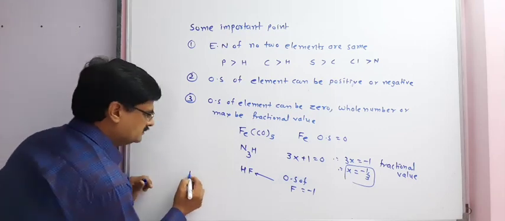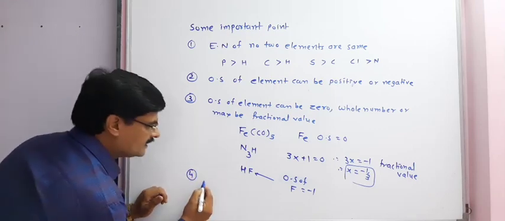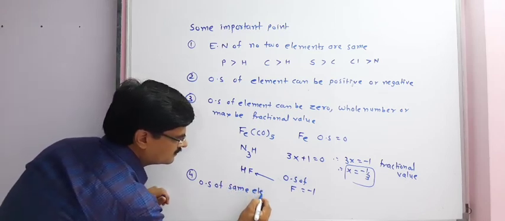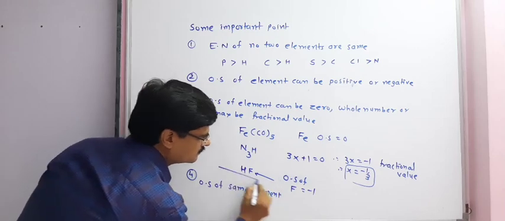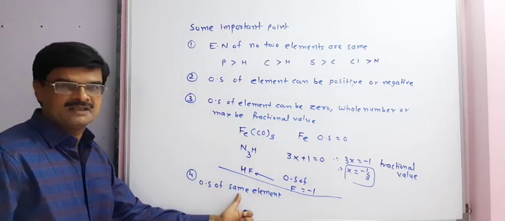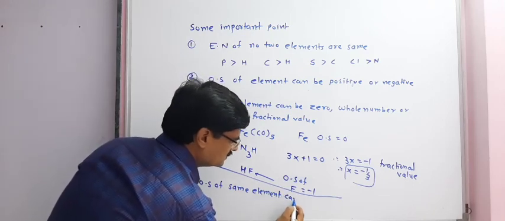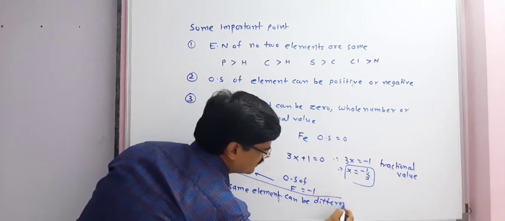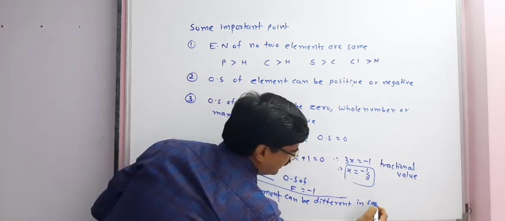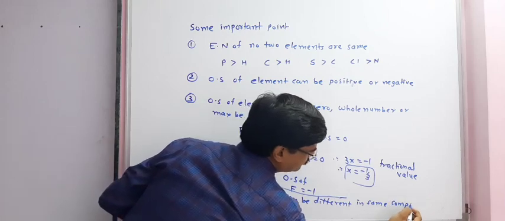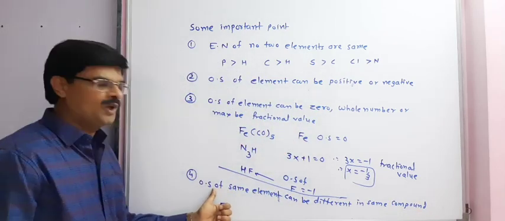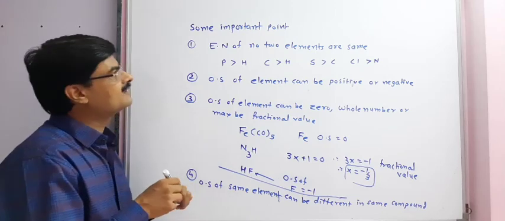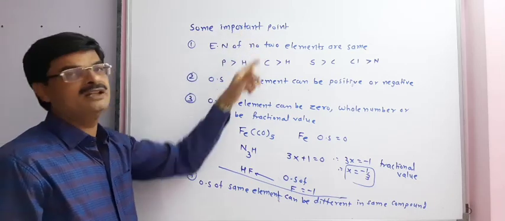Now the fourth point, the oxidation state of the same element can be different in the same compound. This point will be understood when we take a few examples. So these were some important points concerning oxidation state.